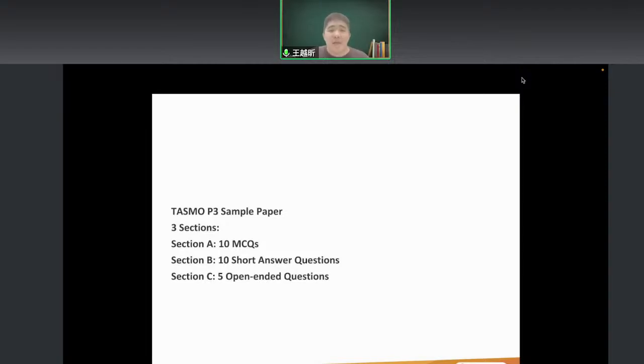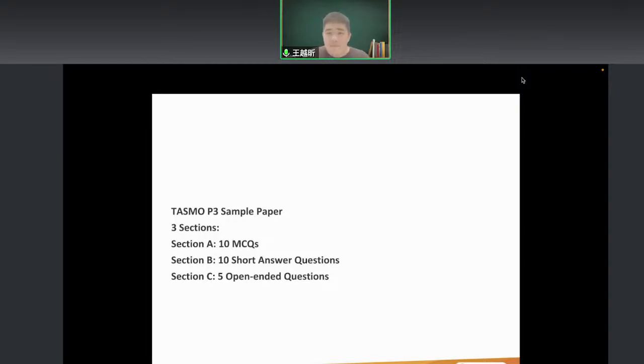In section C, this is the new part. We have 5 open-ended questions. In these 5 open-ended questions, we'll give some marks to your workings, so you need to write down your workings as well as your answers. This is the new question type for P3 and P4. I'll go through the sample paper.